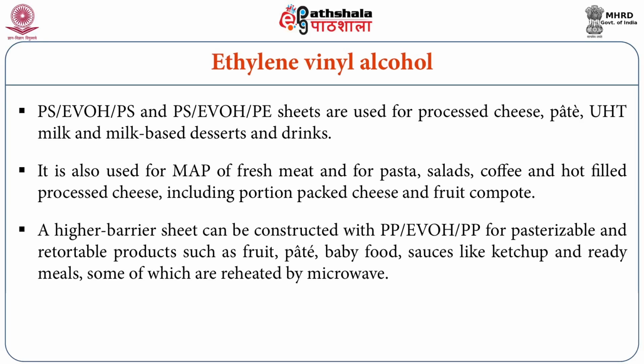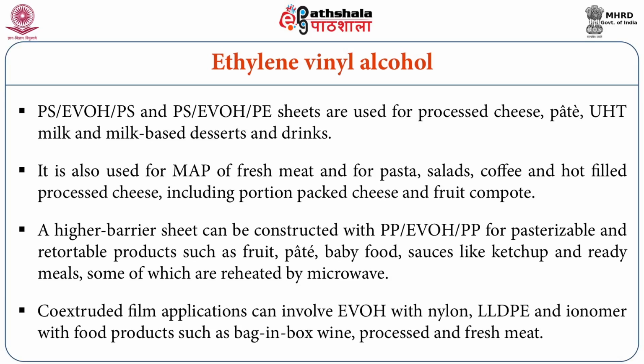A high barrier sheet can be constructed with polypropylene, ethyl vinyl alcohol, polypropylene for pasteurizable and retortable products such as fruit, baby food, sauces, ketchup, ready meals, some of which are heated by microwave. Co-extruded film applications can involve ethyl vinyl alcohol with nylon, LLDPE, and ionomer with food products such as bag-in-box wine and processed and fresh meat.